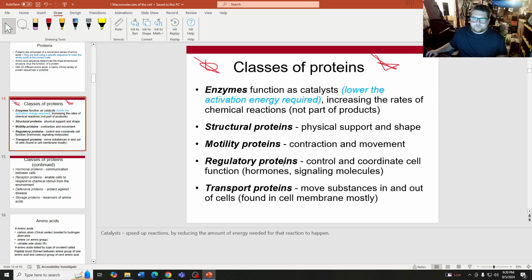Regulatory proteins control and coordinate cell function. Hormones and signaling molecules: again, we'll see these in biochemistry. We're going to touch on hormones in this course as well as biochemistry, briefly in physiology 1 next trimester, and then a whole bunch in trimesters 3, 4, and 5 in multiple courses. Right now, just understand that hormones and signaling molecules help regulate cell function. That's all we need to know at this point.